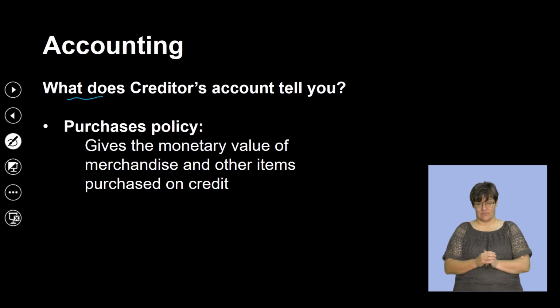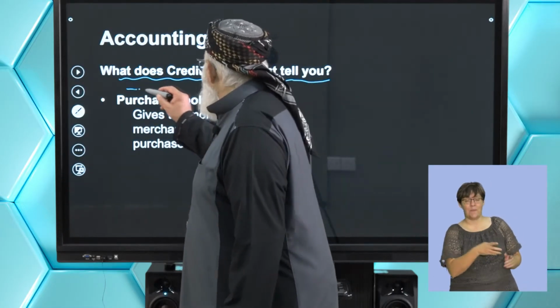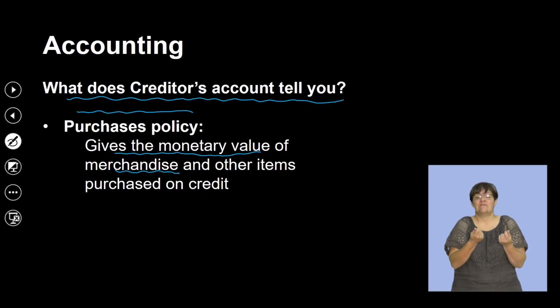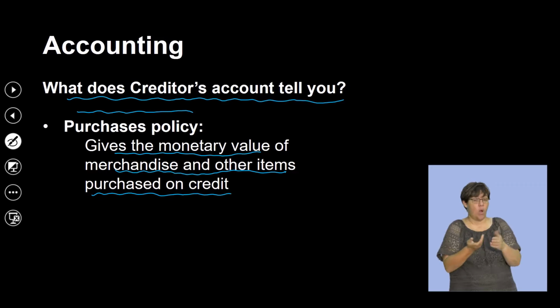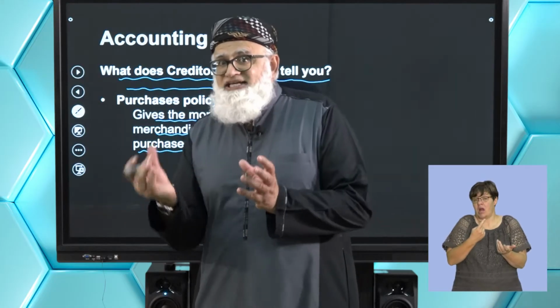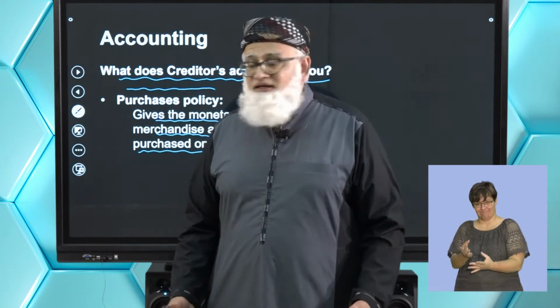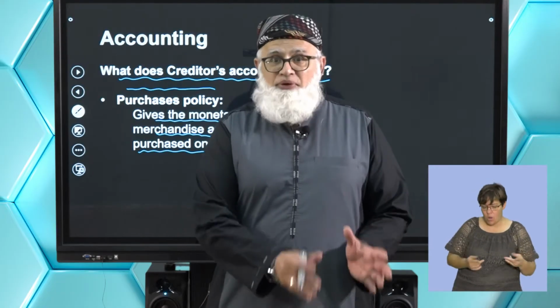So, what does a creditors account tell you? It gives you an indication of the purchases policy that we are using. In other words, it gives the monetary value of merchandise and other items that were purchased on credit. So clearly you can see not only is the accounting aspect in terms of the double entry important, but it also gives you information regarding the purchases policy of the business. How and from whom are we buying on credit?